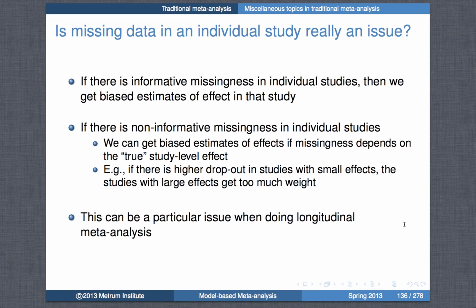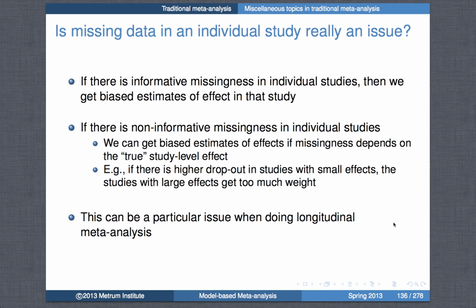And whether that's based on the observed means or a summary that we're pulling out of, let's say, a statistical analysis that we're putting into our meta-analysis, those are likely to be biased, particularly if we're just working with the raw mean data. What's interesting, though, is that even if there's non-informative missingness, so think about that in the most general case as just patients randomly dropping out over the course of the study, which has nothing to do with their outcome of interest, even in that setting, we can still get biased estimates of treatment effects if the missingness depends on the true study level effect.